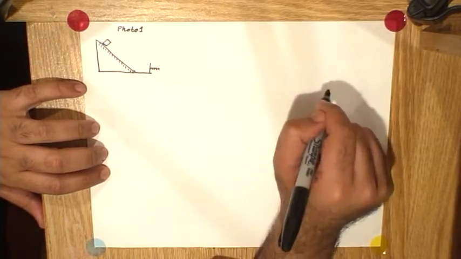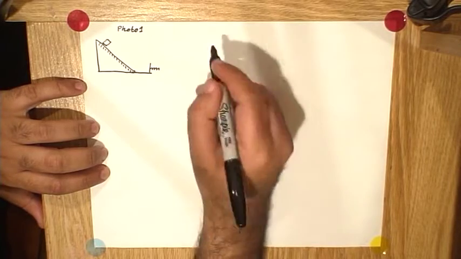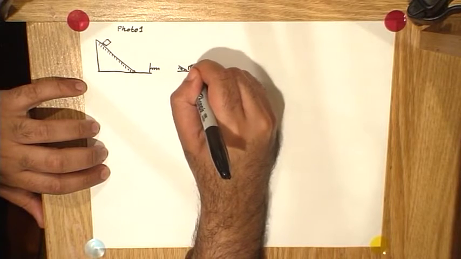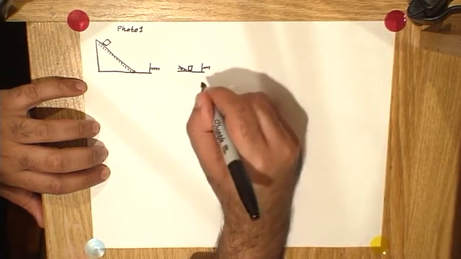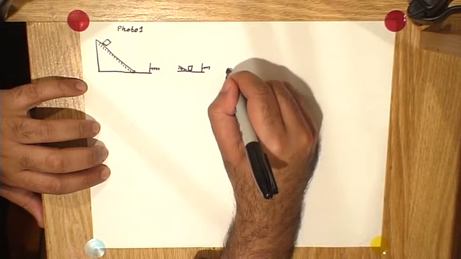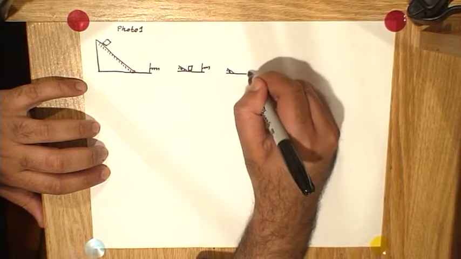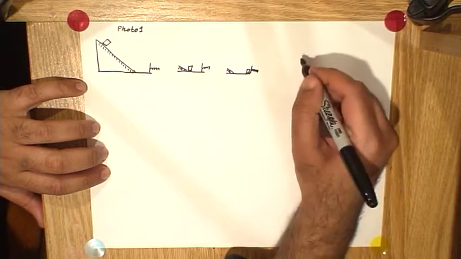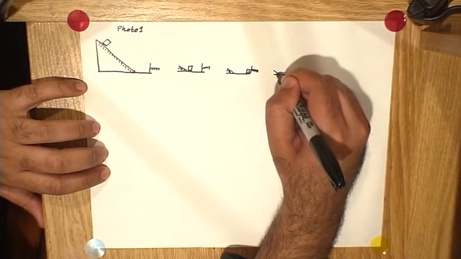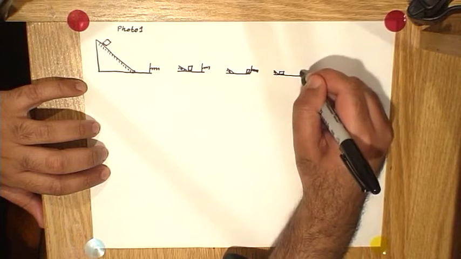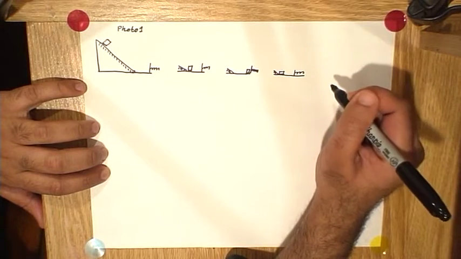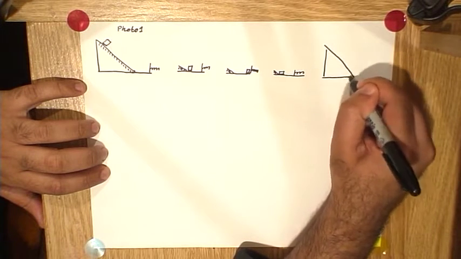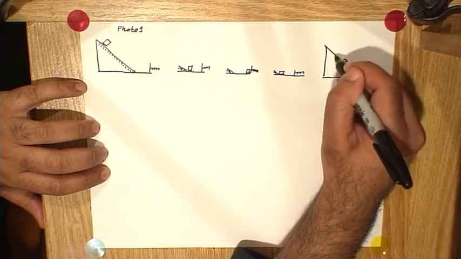Because I have limited room over here, I'm going to draw some of these other photos in shorthand. Photo 2 is where it reaches the bottom of the ramp. Photo 3 is where it compresses the spring. Photo 4 is where it returns to the bottom of the ramp and the spring uncompresses. And photo 5 is where it travels midway up the ramp.